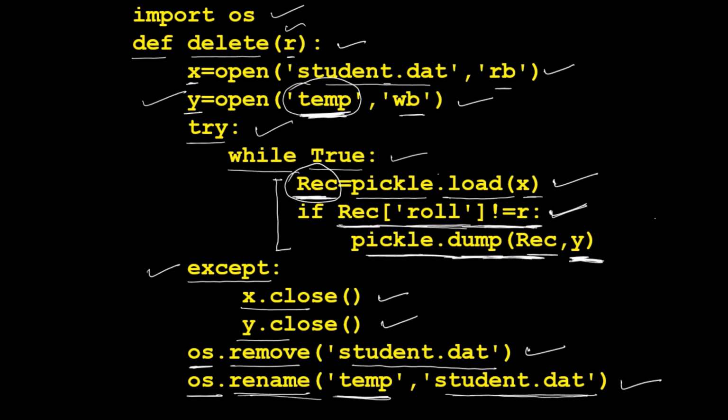After changing the name, the file temp will now act as the original file student.dat. So after execution of the function, if you use your file student.dat now, it would not be containing the record or the dictionary object which was to be deleted.